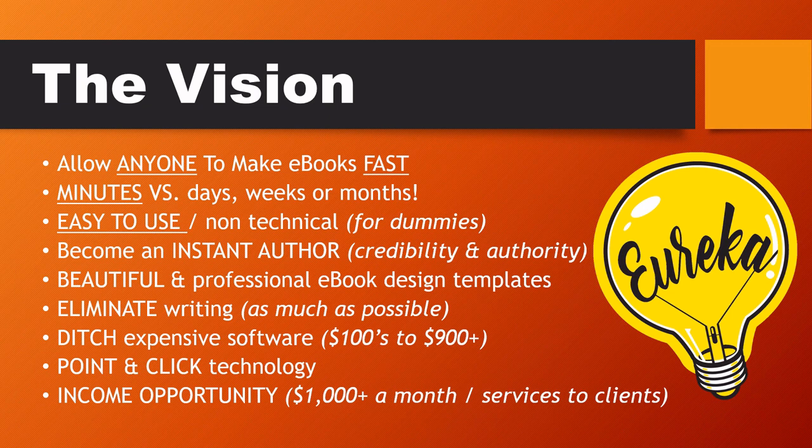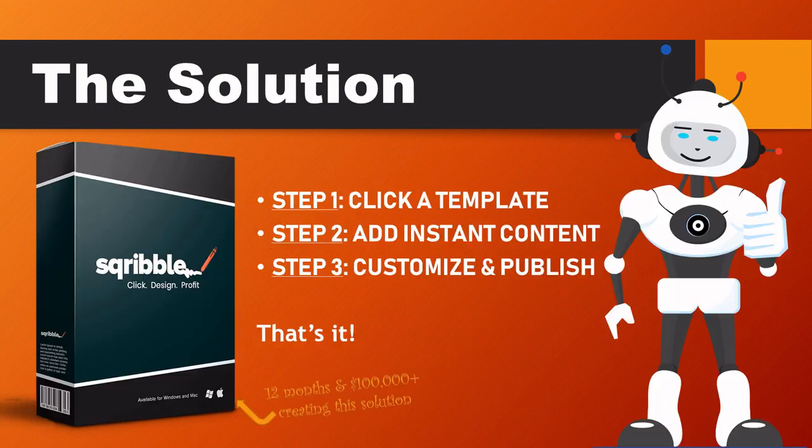One last goal, and the vision behind Sqribble, was to allow anyone to have an income opportunity. You can not just use the software for your own projects, to create your own ebooks, reports, lead magnets and the rest of it, but also have a dual purpose: to use the software to create an income opportunity for yourself, where you can make at least $1,000 a month by selling services to clients. I'm going to talk about that in just a few minutes. But then the solution was actually born.